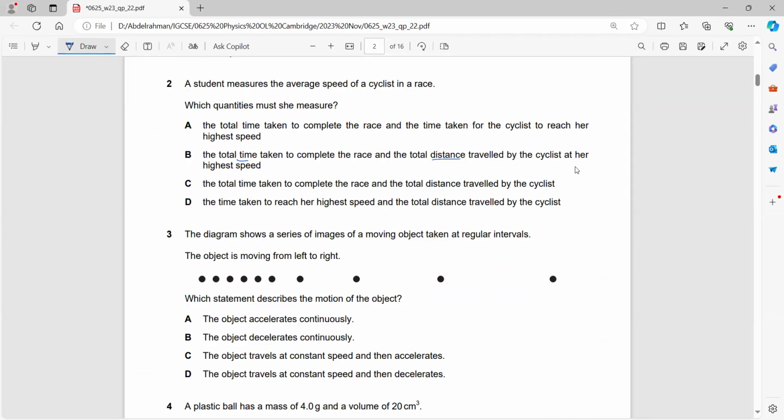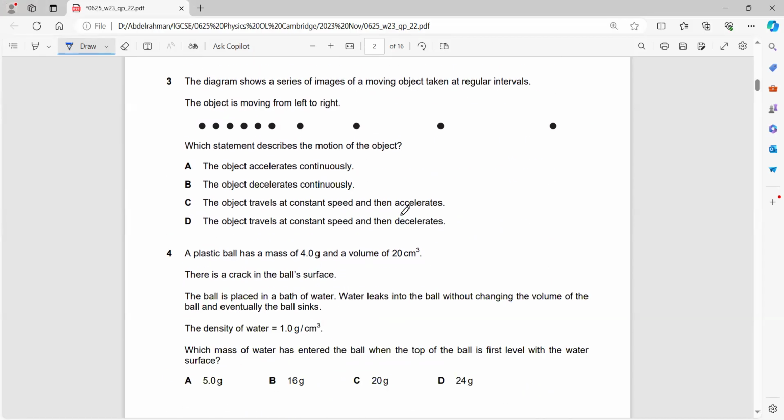Okay. Should it be B or should it be something else? Total time taken to complete the race and total distance. No, it's C. It's not B. Not the distance traveled by the cyclist at her highest speed. This is wrong. Just the total distance.